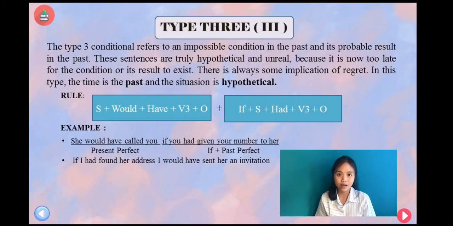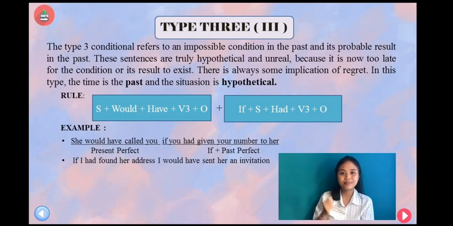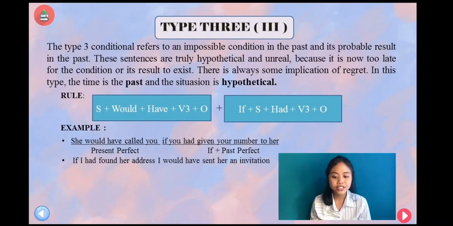For the main clause, use subject plus would plus have plus verb 3 plus object, and the if clause uses if plus subject plus had plus verb 3 plus object. Okay, let's take a look at the example. For the first example: she would have called you if you had given your number to her. So she would have called you is the main clause, and for the if clause, if you had given your number to her is using if plus past perfect.